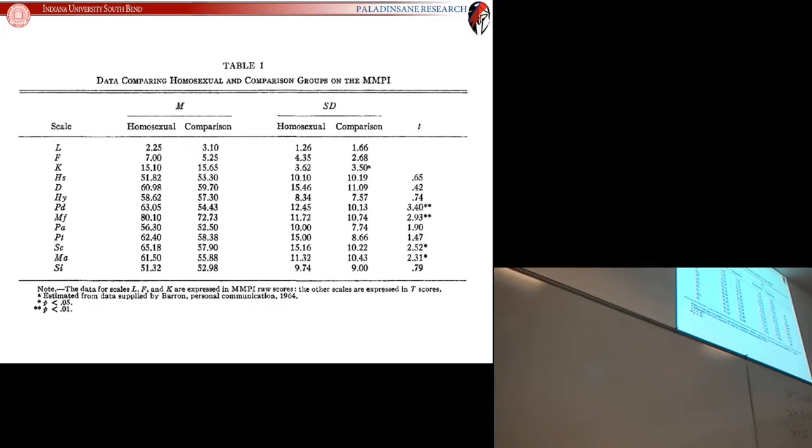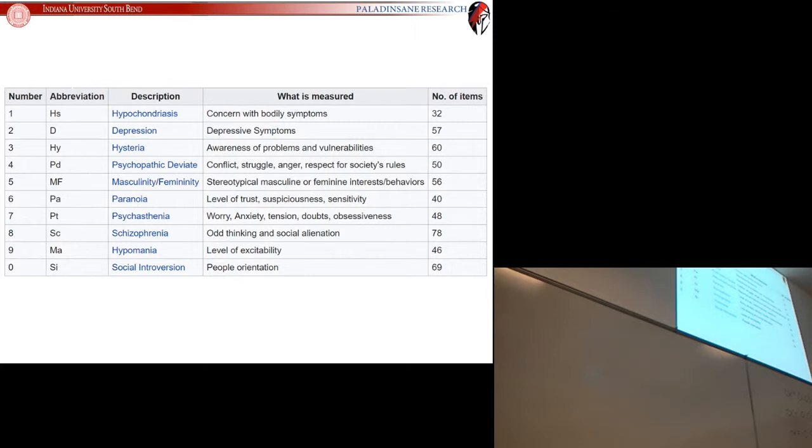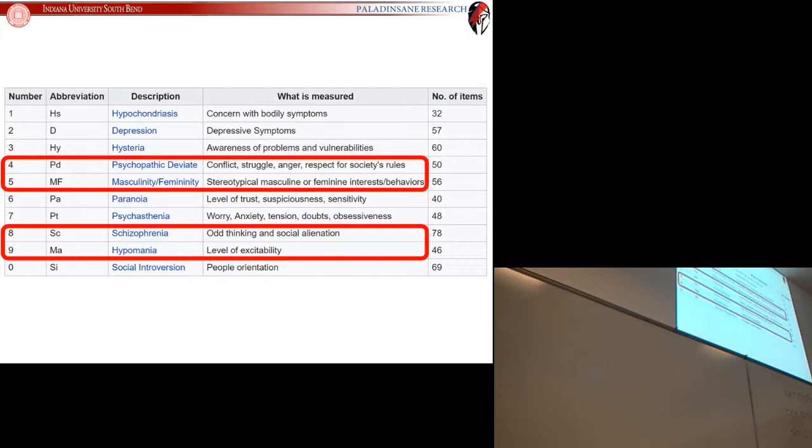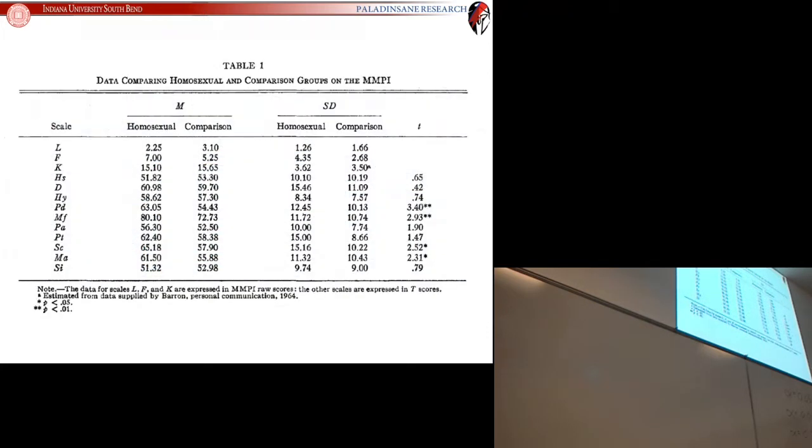And what they did was they ran, you can see it right there, a t-test on all of these particular dimensions. Maybe not on the first 2, but they ran a t-test on those dimensions and they found significant differences. Specifically, they found significant differences for psychopathic deviant, masculinity-femininity, schizophrenia, and hypomania. So these were higher in the gay sample than in the heterosexual sample. And you can see, let me back it up here, that those were the ones that were significantly different.